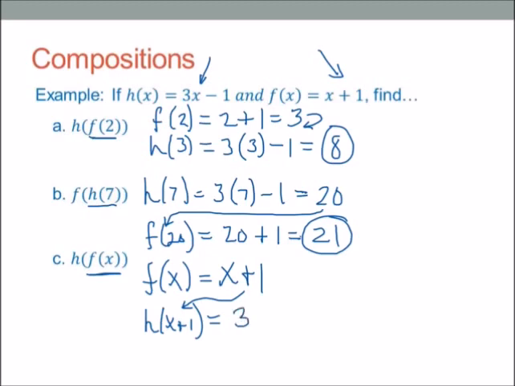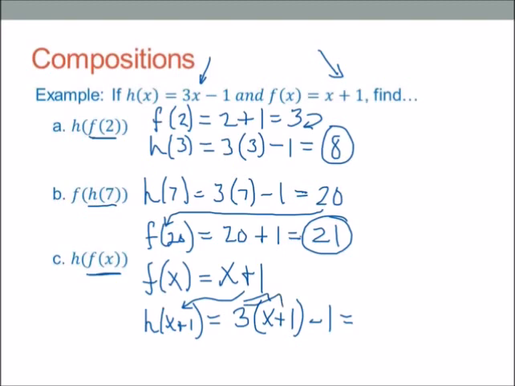So I have 3 parentheses x plus 1. So I took the x out and I replaced it with x plus 1. And then I still have my minus 1 left over on the end. Just like you do with numbers, except instead of replacing it with a number, I'm replacing it with x plus 1. Alright, so now I need to just simplify.